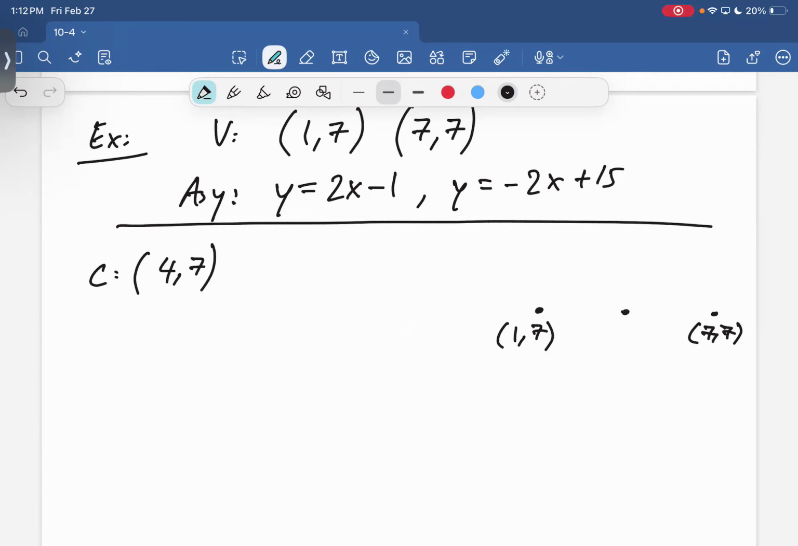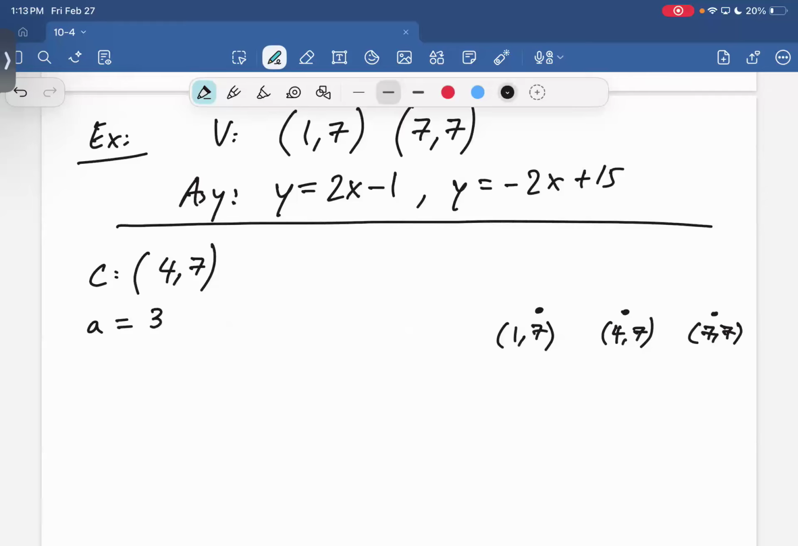So I have a center here at 4, 7. What is A going to be? 3, good. A is the distance between the center to the vertices, right? So A will be 3. Now, how do I find B, given the fact that I don't have C even?